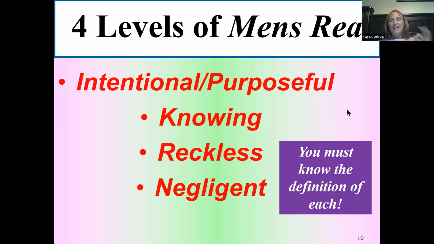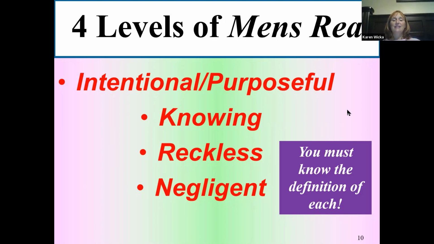Knowing is intending to act, and the results are virtually certain to occur. So I bring an automatic rifle to the classroom and I just shoot up the whole classroom all over the place. Did I intend to act? Of course. I brought the gun, I pulled the trigger, I intended to act. Is it virtually certain somebody in that classroom is going to die? Yes. So maybe I didn't intend to kill one particular person, but it's virtually certain that someone was going to die. That is knowing.